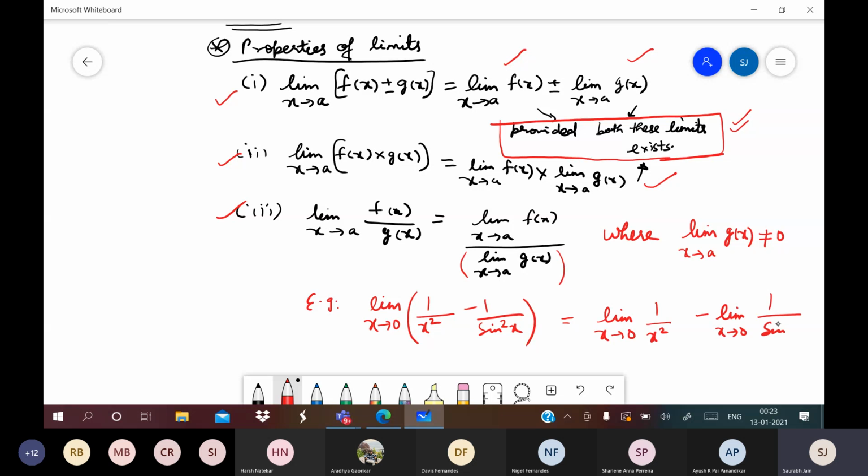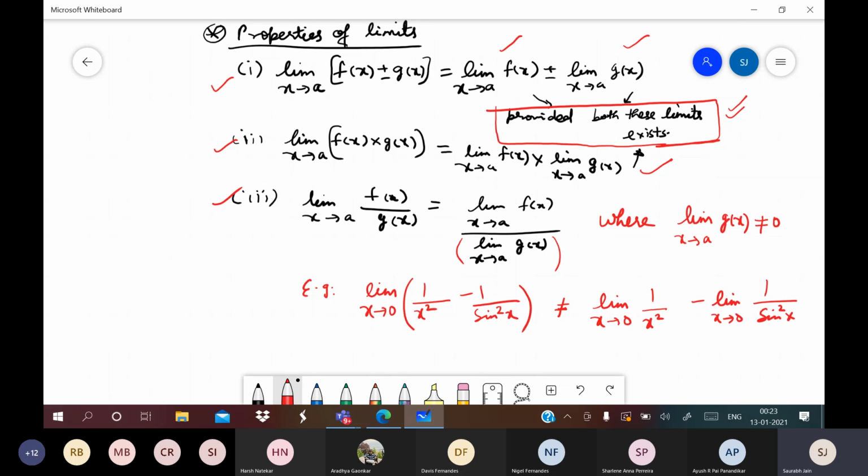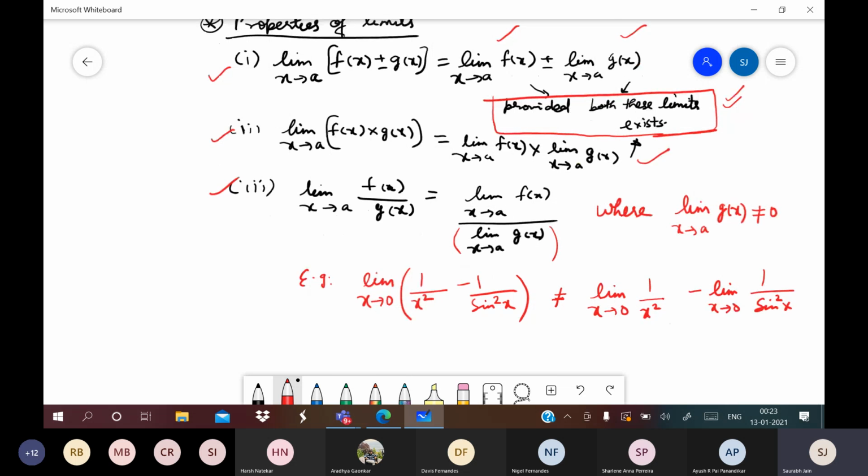What else we should do? That is a discussion for later. But right now, we cannot write it like this. What is the reason? Because when you distribute this limit symbol on both the functions and try to find the limit, the limit of each one of these will come out to be infinity. Very simple. When x is tending to 0, this denominator is tending to 0.